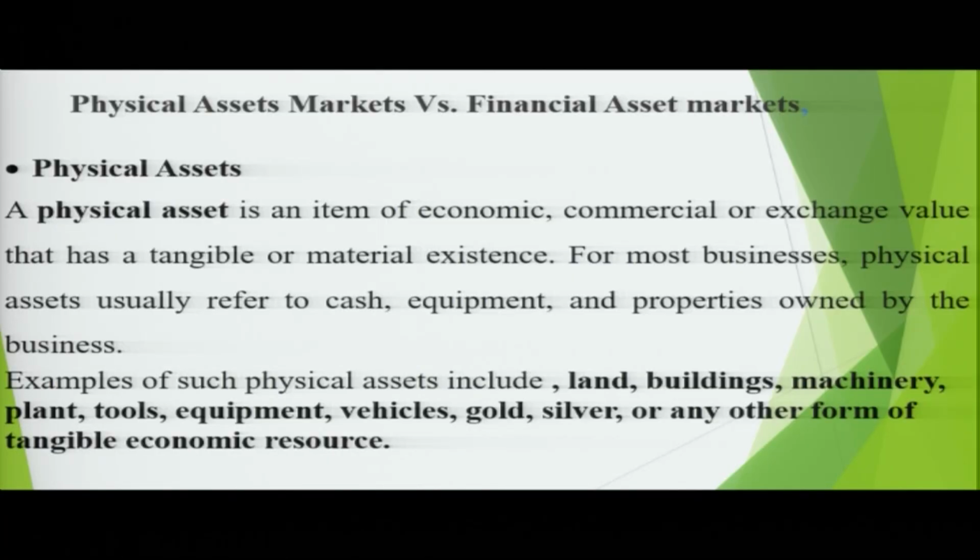Whereby also we wrote a continuation and we say that for most businesses, physical assets usually refers to cash, equipment, properties owned by business people. For example, such physical assets include land. When you are having a land, it is a physical asset. And a land, we always regard it as a fixed asset.